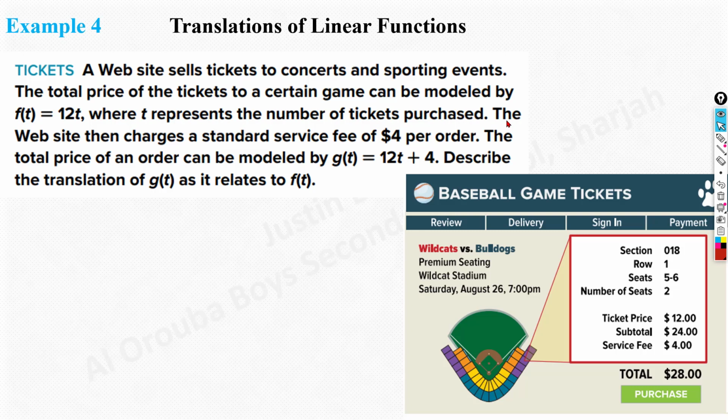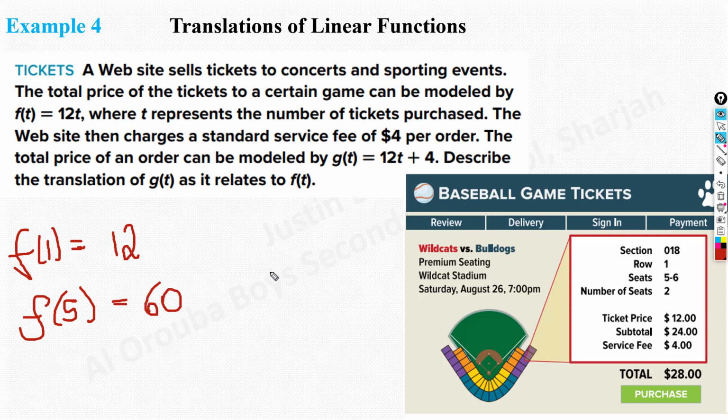Okay, the website then charges a standard fee of $4 per order. The total price of an order can be modeled by g of t equals f of t plus 4. Now, if you're buying one ticket, the function f of 1 means it's $12. Okay, let's consider dirhams, 12 dirhams. Now, if you want to buy 5 tickets at once, f of 5, you will be 12 into 5, that is 60 dirhams.